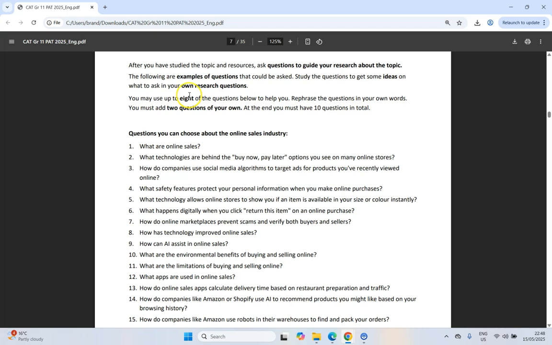So you can use up to 8. You don't have to use all 8. You could have more questions of your own. You can't use more than 8. You can't just pick 10 from here. You have to come up with 2 of your own. But this can give you an idea of the type of questions you can use.